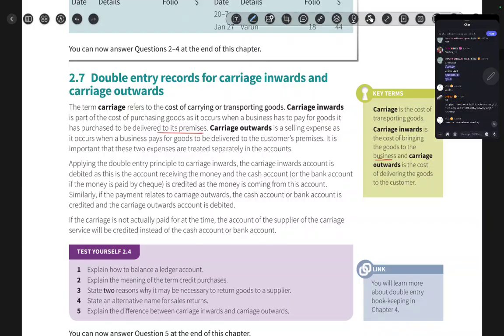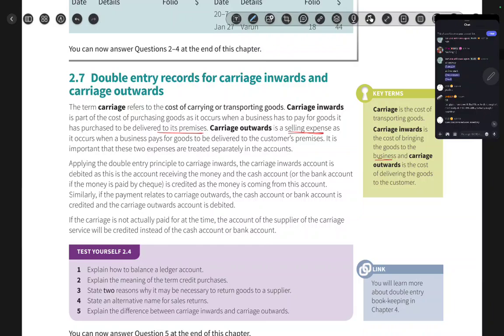Carriage outward is the cost of delivering the goods to the customer. Now, why are we delivering goods to the customer? It's so the customer goes like, wow, what a nice guy, and he always buys from us. But we bear that cost because it's a selling expense. Because if we do this, the customer will probably buy from us again. And if we don't, the customer will be like, other people are doing this, I won't buy from you, because they're going to give me delivery for free.